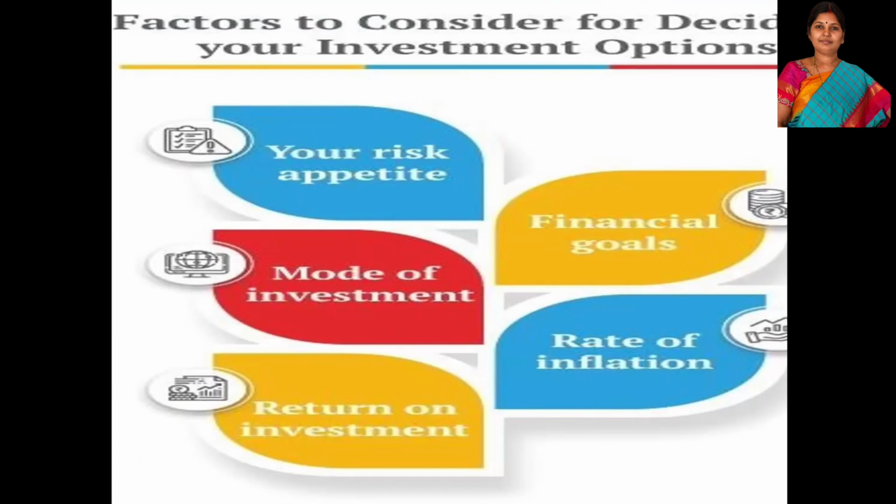See, what are the factors to be considered for deciding our investment options? First we will see our risk appetite. Here we have to understand what type of investor we are. There are three types of investors. Conservative investor means who avoids high risk. He prefers to have safety and he wants stable and regular income. Means he is ready to accept low returns.